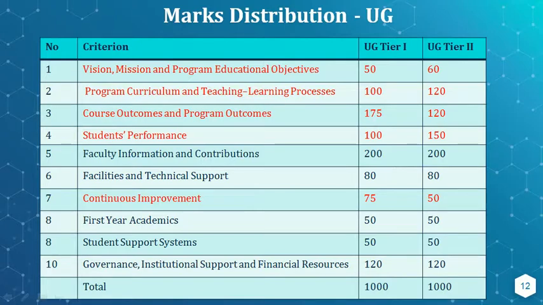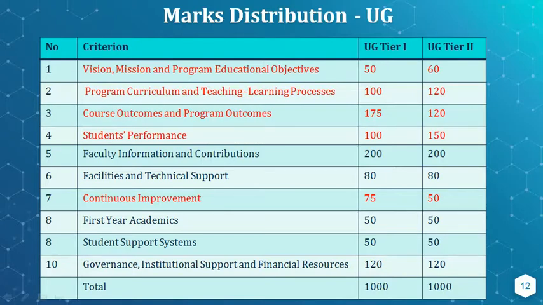When it comes to course outcomes and program outcomes, a tier 1 institution can effectively define its syllabus and curriculum in alignment with the program outcomes and course outcomes. So it is provided with the highest mark, 175. That is a major deviation from tier 2, which has only 120 marks. So nearly 55 marks are higher than tier 2 when it comes to course outcomes and program outcomes.